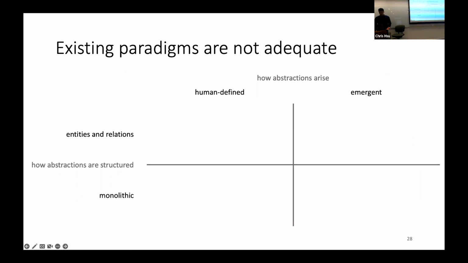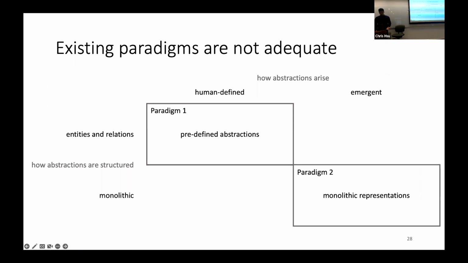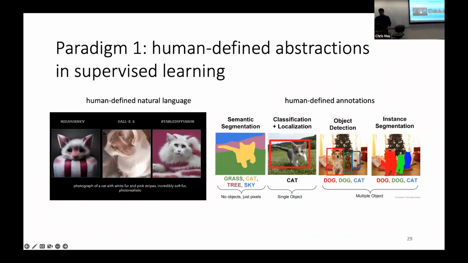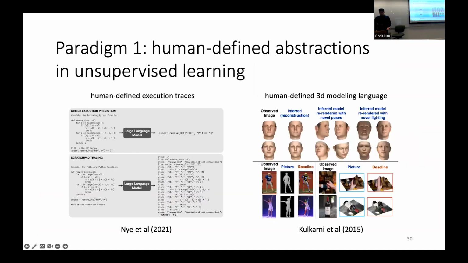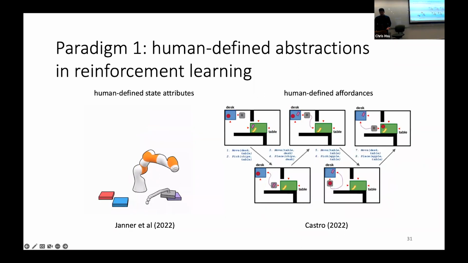for giving us answers on how to do so, because they generally either assume that such abstractions are already predefined by the human, or they learn monolithic representations that do not explicitly represent systems. So in the first paradigm, for example, we see this in supervised learning with human-defined input and output spaces, which include natural language, in unsupervised learning with human-defined latent spaces, and in reinforcement learning with human-defined state attributes and affordances.